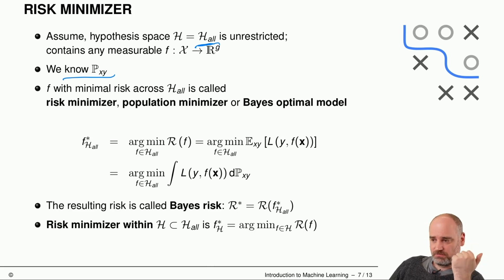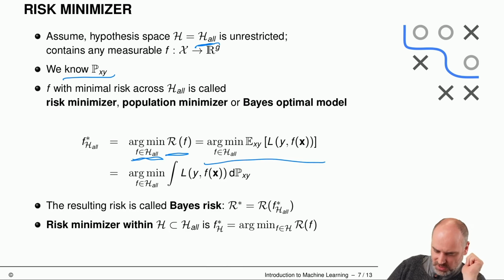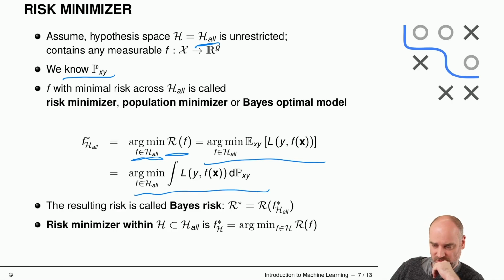And if I now define, or I'm going to call now the model from this unrestricted hypothesis space, the model f, which has minimal risk, so that's the measurable function that is risk minimal, this is what I'm going to call the risk minimizer from now, or the population minimizer, or the Bayes optimal model. So this means go over this space of all admissible functions, consider the theoretical risk for all of them, which is the expected loss, which you can also write equivalently in this lengthier form here as an integral.